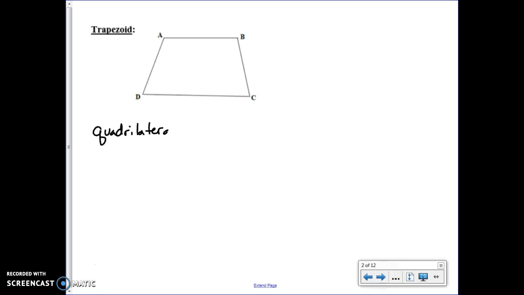So a quadrilateral with exactly one pair of parallel sides. Exactly one pair of parallel sides.